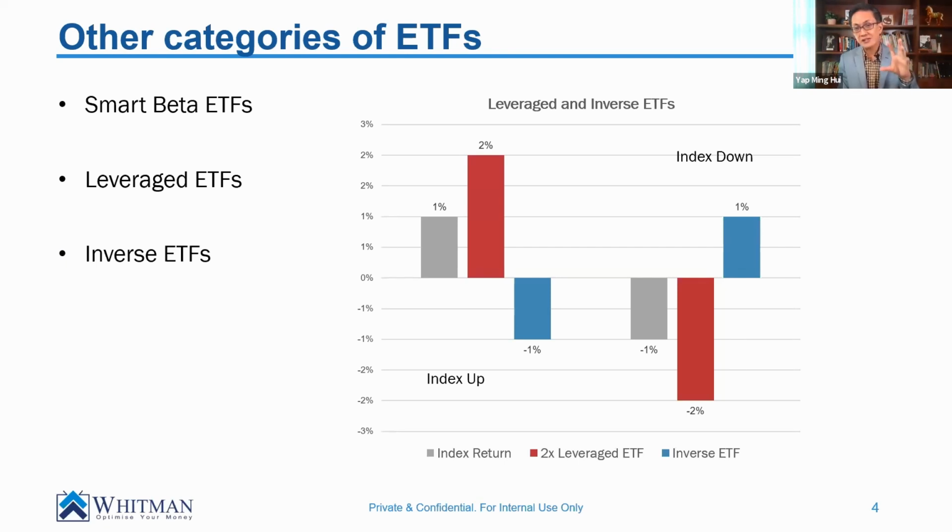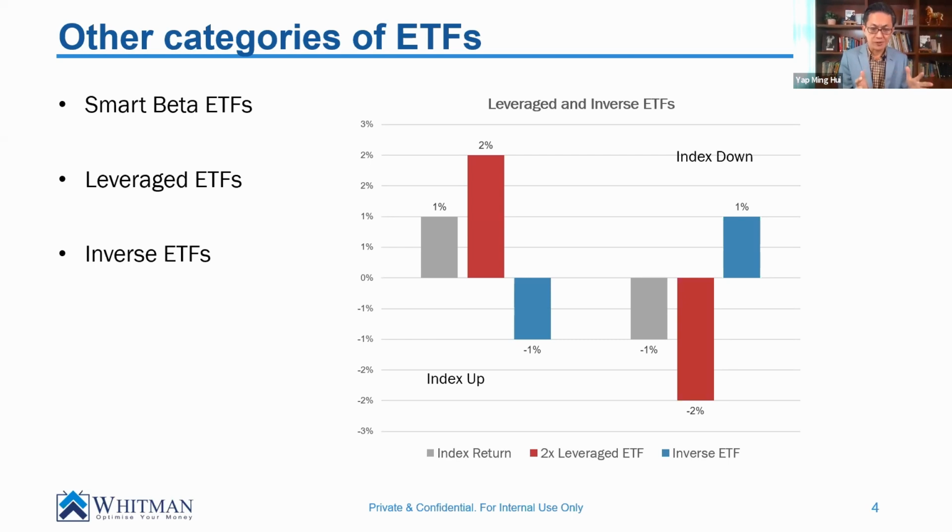Smart beta ETF basically uses a system to select certain stocks from a particular index. Compared to a traditional ETF that tracks all the stocks in the index, smart beta ETF tries to select using certain criteria, maybe growth factors, earning factors, or dividend factors, in order for the ETF to perform better.